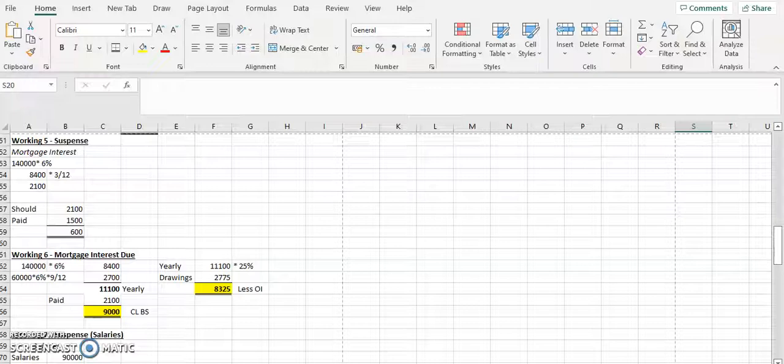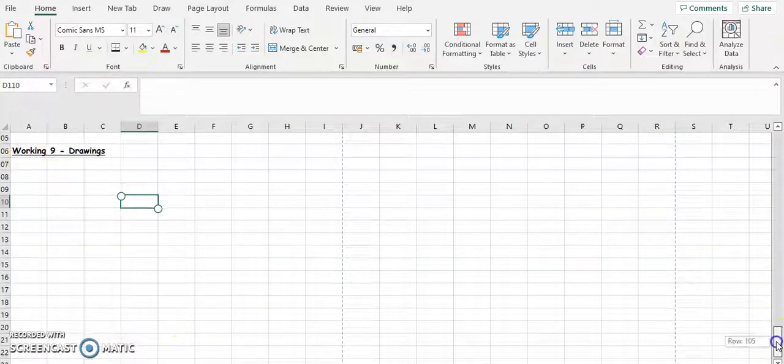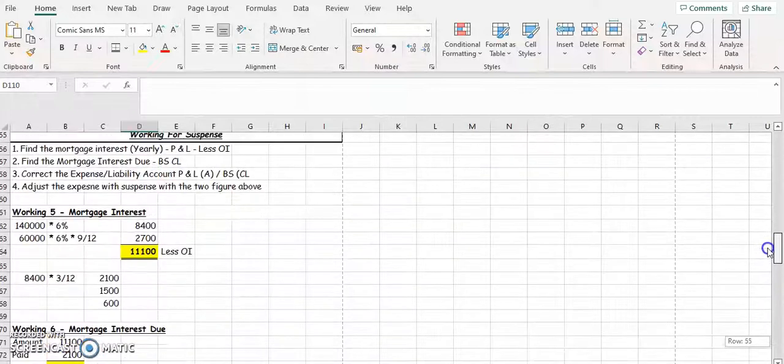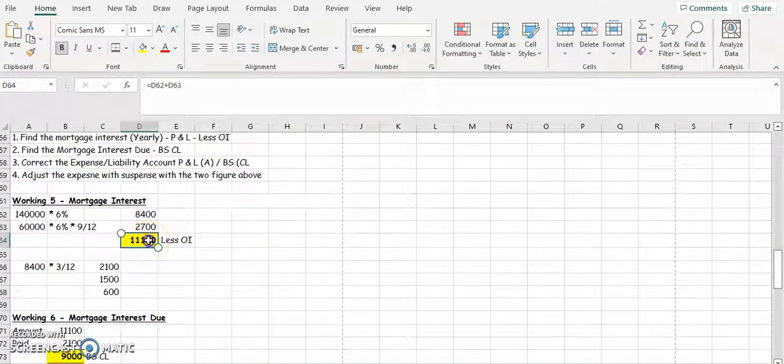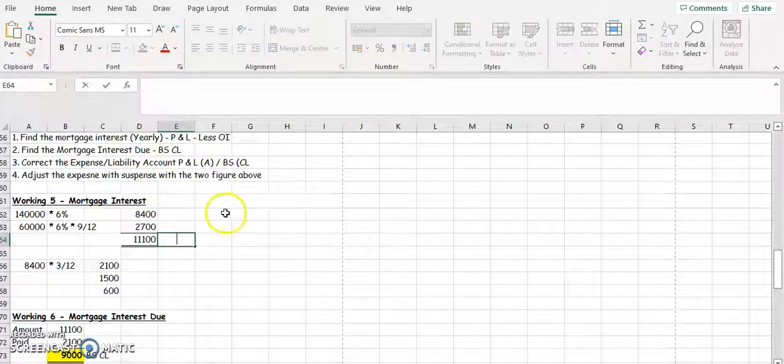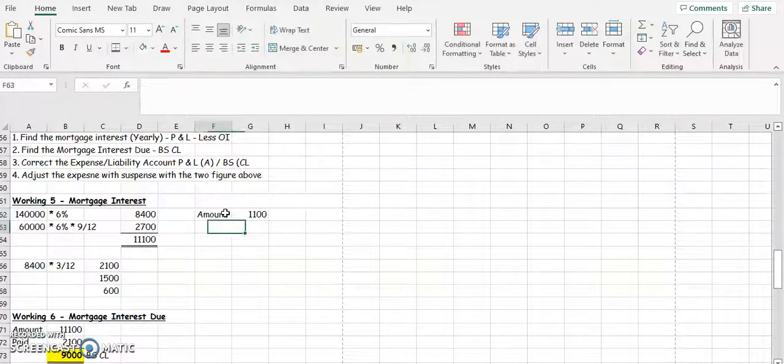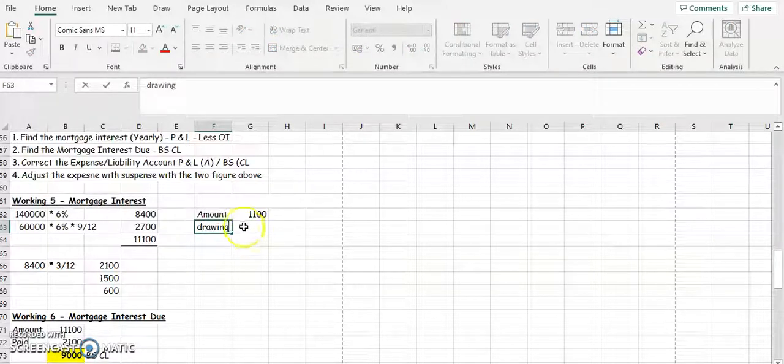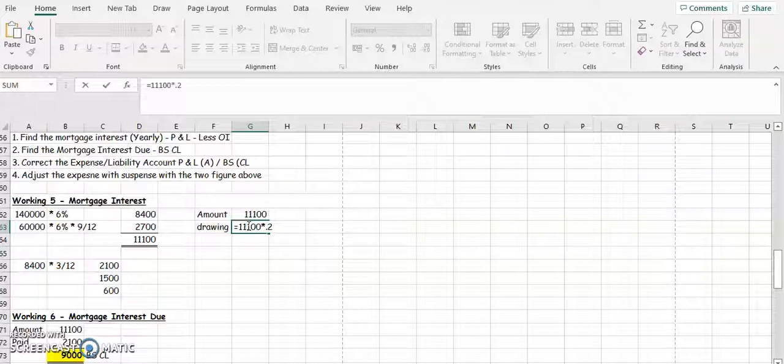So we have our drawings here, working 9, so we're going to go back up to our mortgage interest figure. So we calculated mortgage interest here to be 111,000. That's not the figure it's going to go in because 25% of that is going to go to our drawings. So the amount is 11,100. Drawings then, so we're going to get 25% of that. 11,100 multiplied by 25%. That's going to give us 2,775.